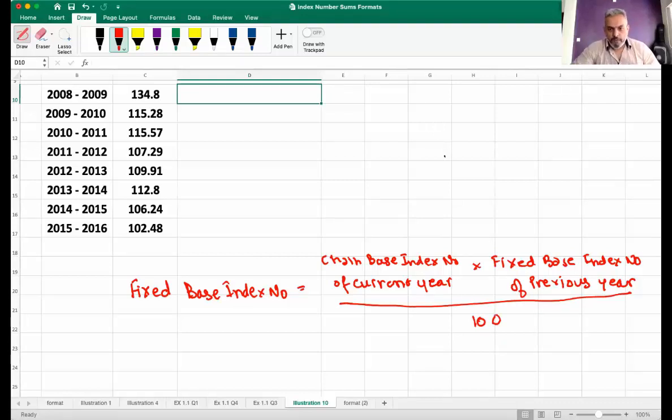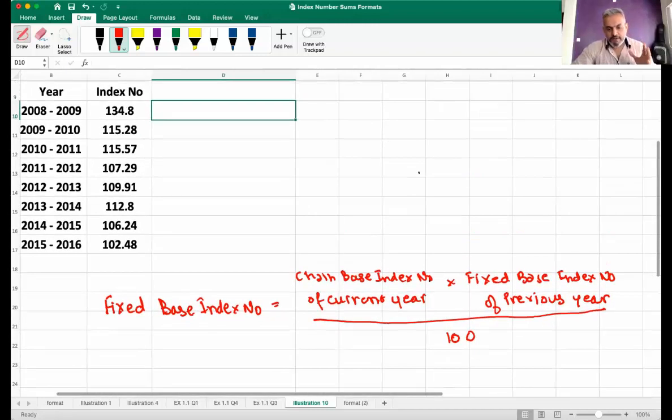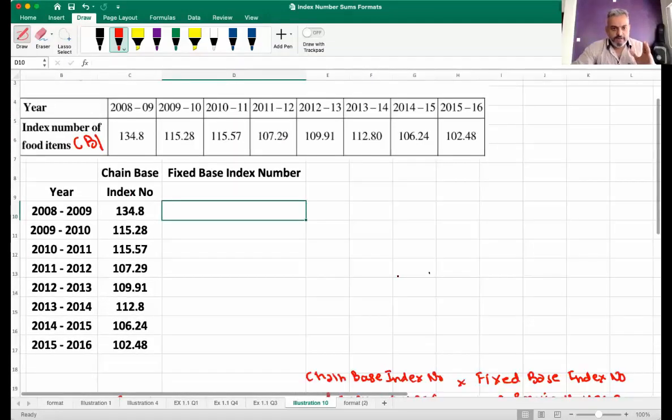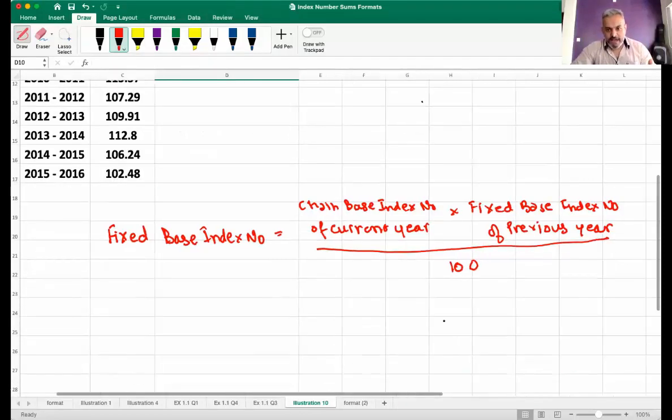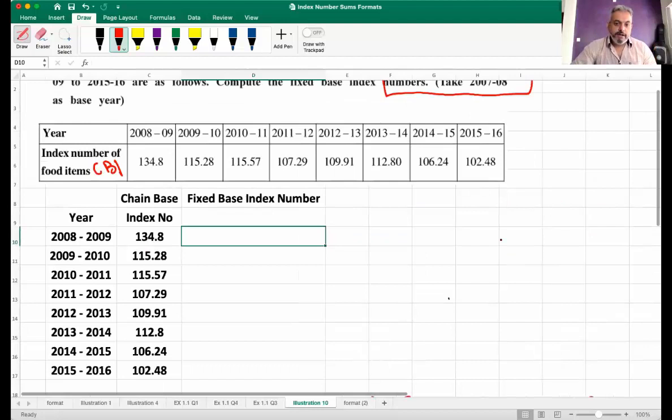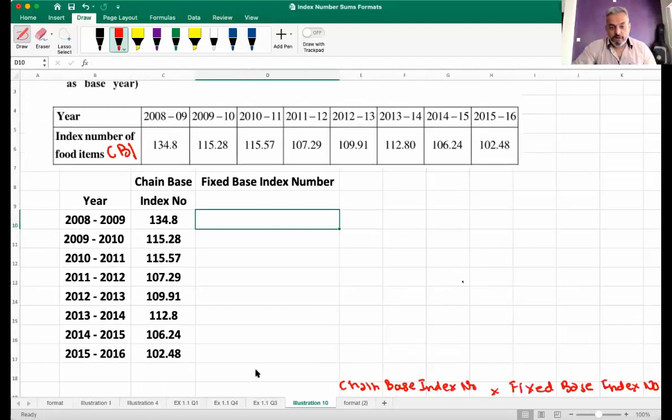Now, how to remember the formula: CBI is already given. We want to convert it into FBI. So CBI of current year into FBI of previous year into 100. But we had written a note. So let's come to that note first of all.